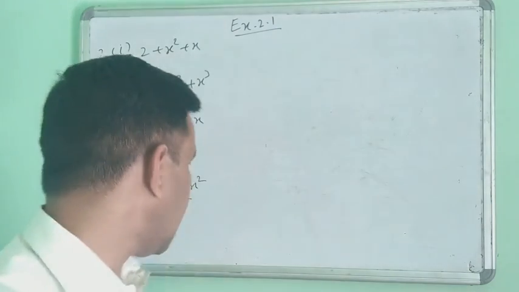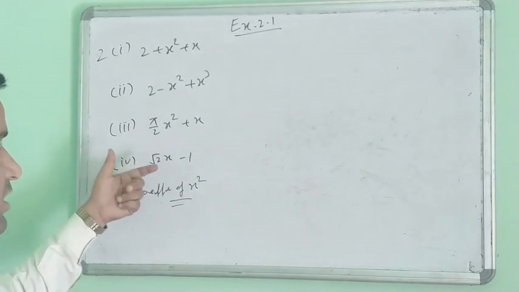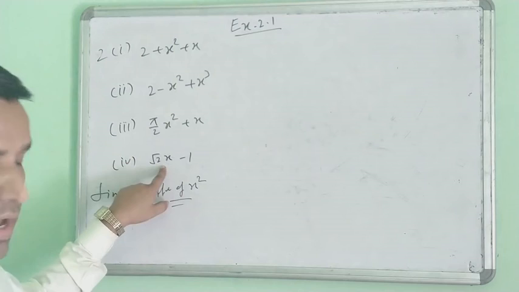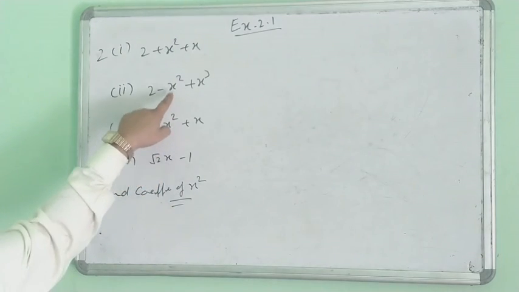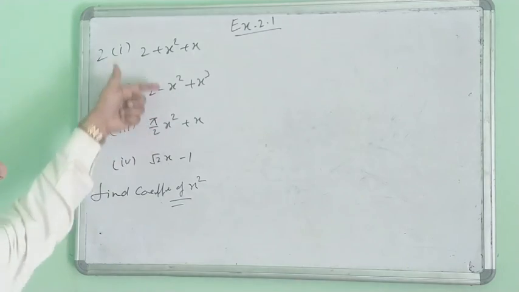First of all, you check how many terms have x square. This part does not have x square. This has x square, this has x square, this has x square. It means there are three important parts here.